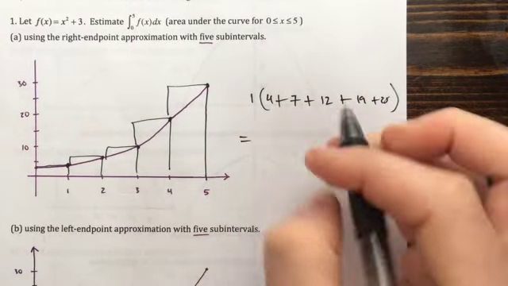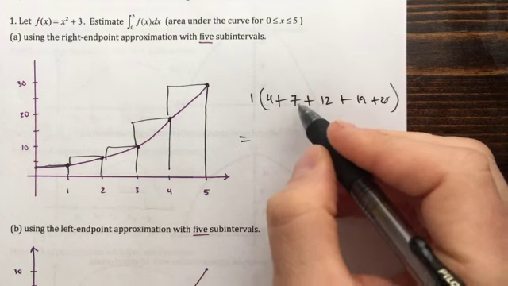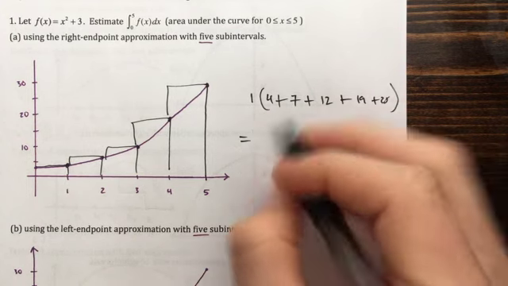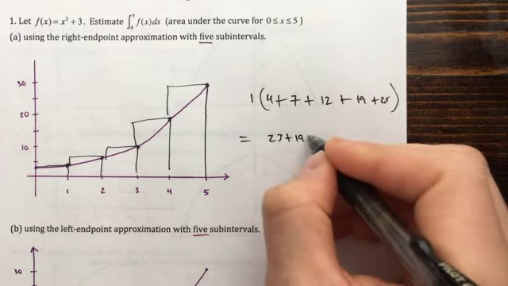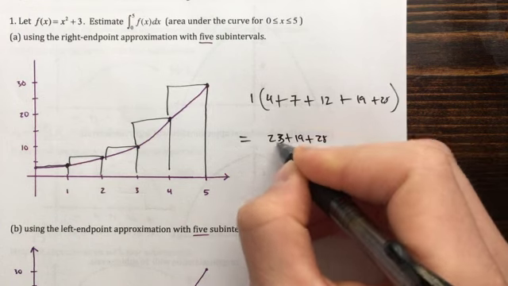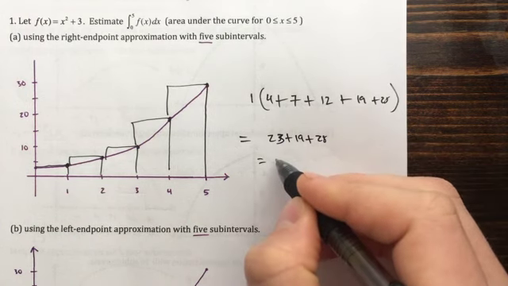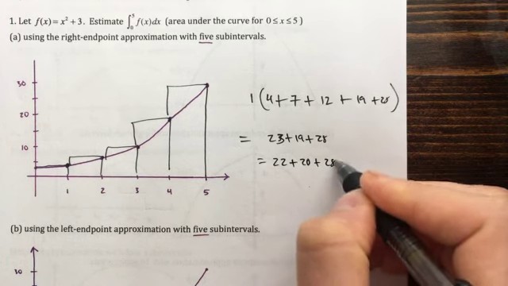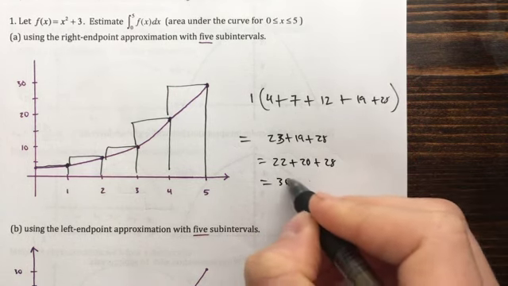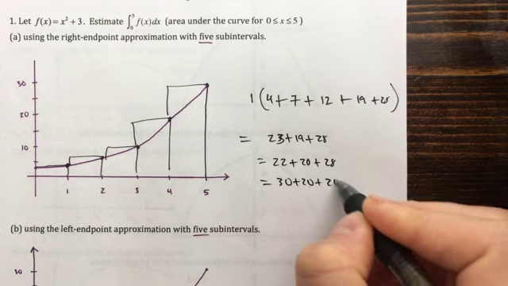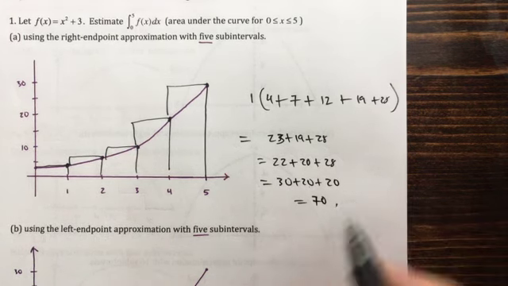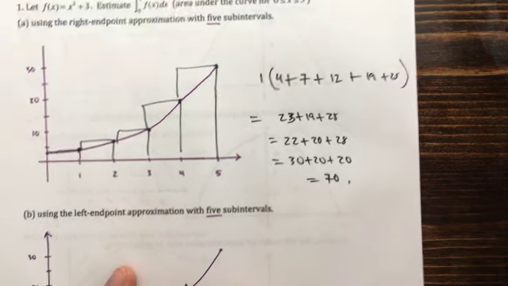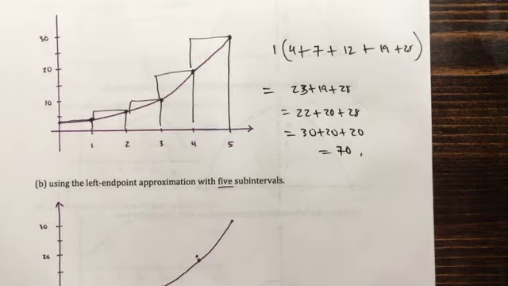So that should just be 4, 7, 12, plus 19 plus 28, which is, let's see here, 23 plus 19 plus 28, which is 30 plus 20 plus 20, which is 70. I'm doing that in a weird way because my brain works in a strange way, but I think that's 70.